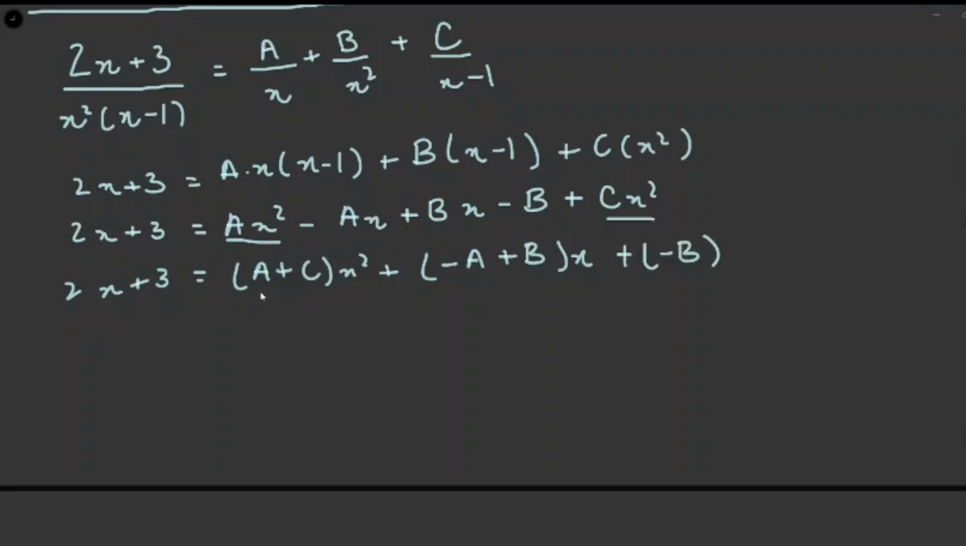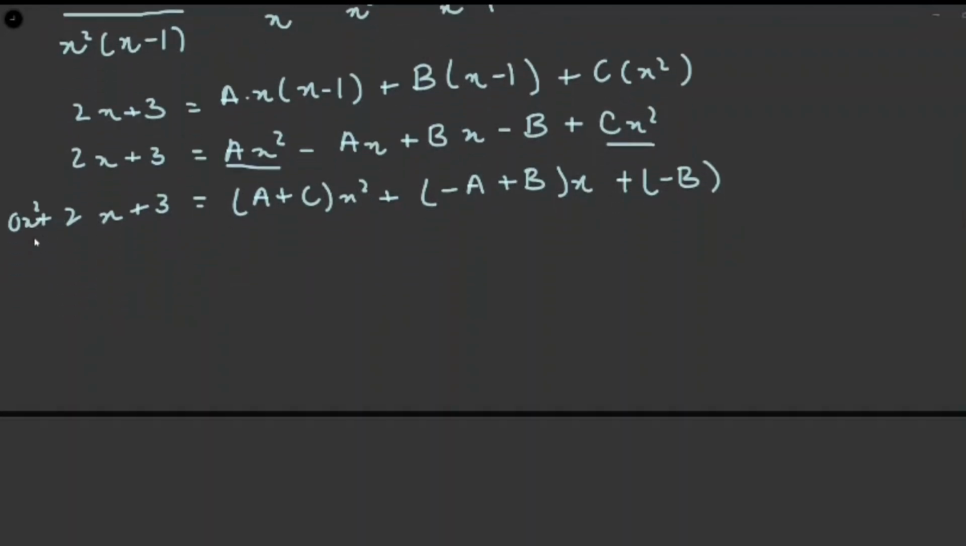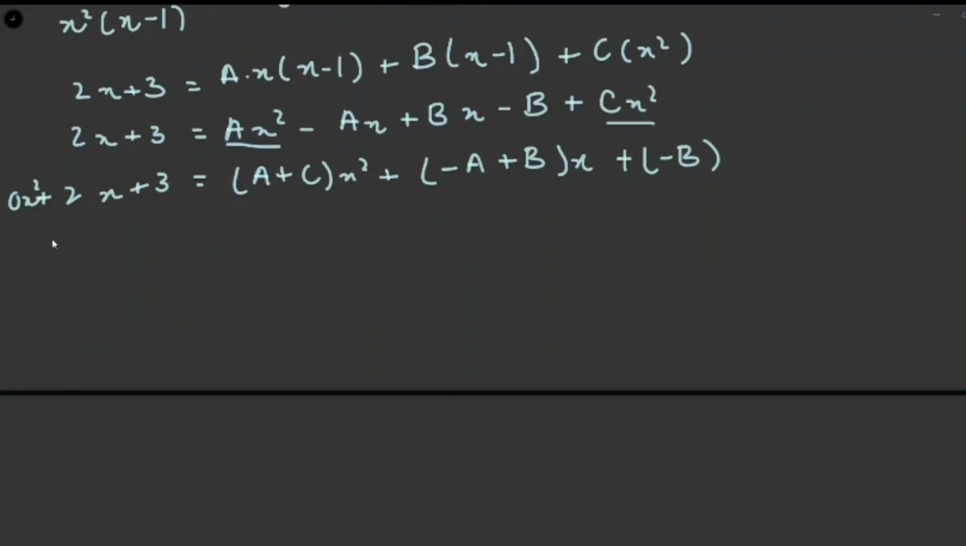Now we compare right hand side to left hand side. For x squared we don't have any x squared here, so we can write this like this. Basically to make it more clear, we don't have any x squared here, so we would write 0 is equal to a plus c. Here we took the coefficient of x squared and here we took the coefficient of x squared. So this is our equation A.